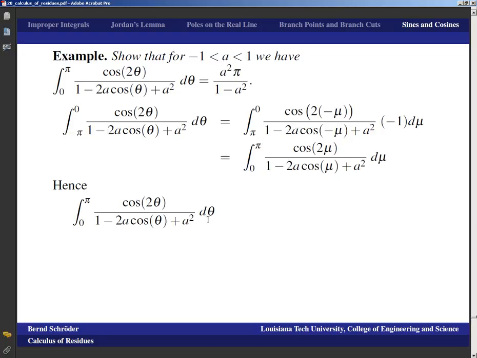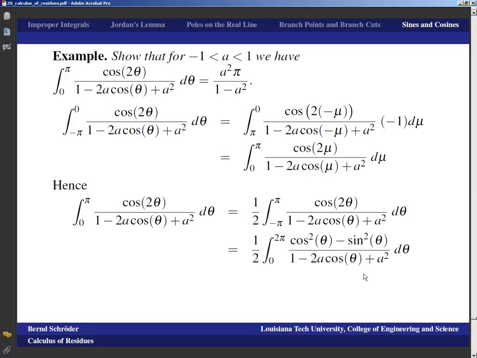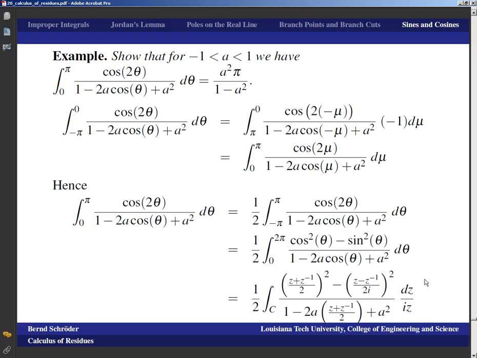And, well, that means that the integral from 0 to pi of this integrand is equal to 1/2 times the integral from negative pi to pi of this integrand. And that's 1/2 times the integral from 0 to 2 pi of the integrand, where I now also want to go back to just cosine and sine theta. Well, cosine 2 theta is cosine squared theta minus sine squared theta. That's the trig identity, and the denominator stayed the same. And now we can do our substitution.